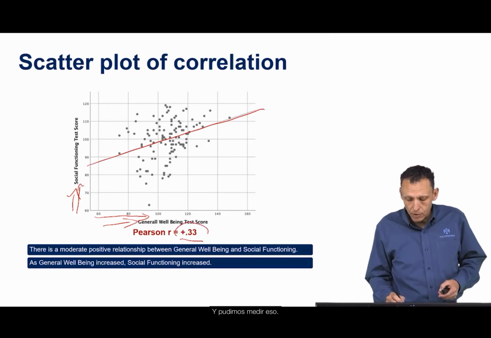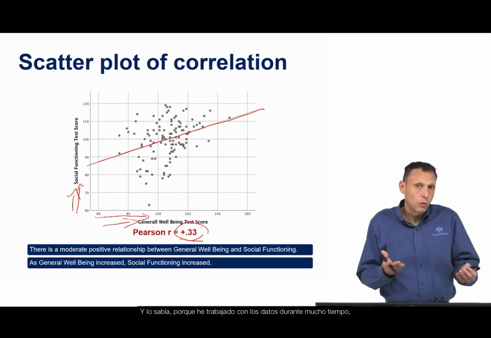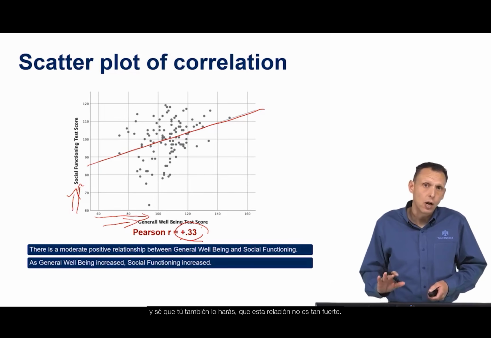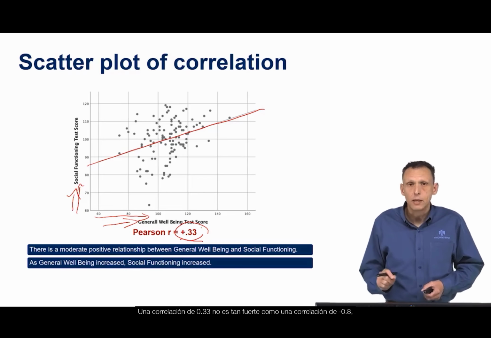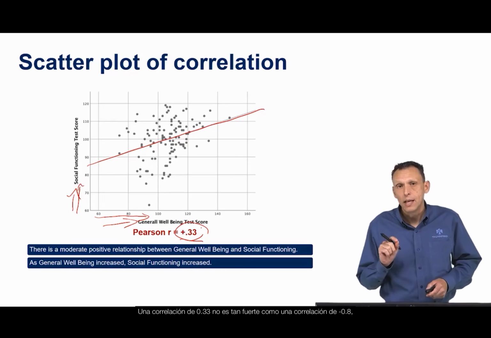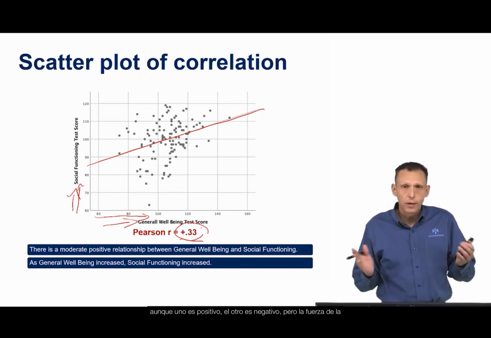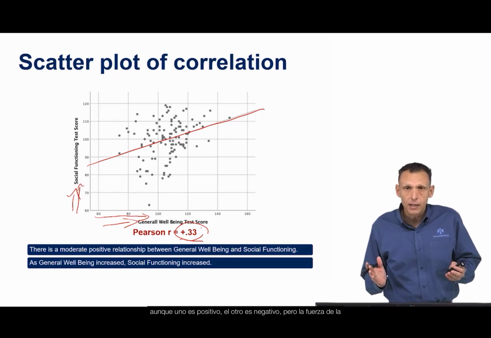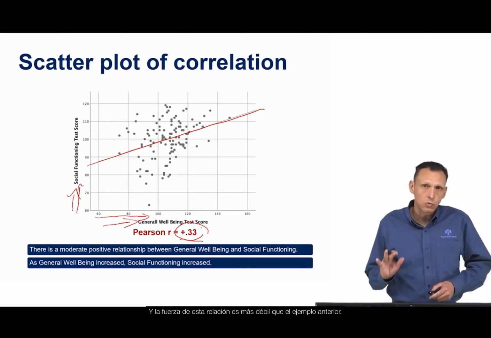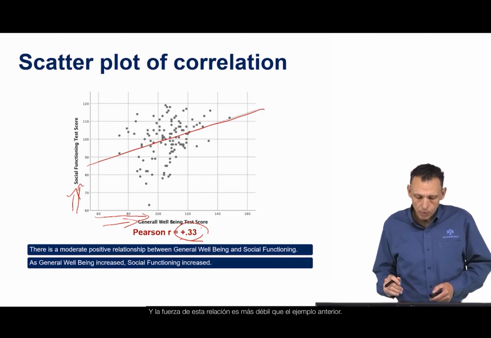And we were able to measure that, and I knew that because I've worked with the data a long time, and I know you will as well, that this relationship is just not as strong. A correlation of 0.33 is not as strong as a correlation of negative 0.80. Even though one is positive, one is negative, the strength of the relationship is what we're trying to illustrate here. And the strength of this relationship is weaker than the prior example.